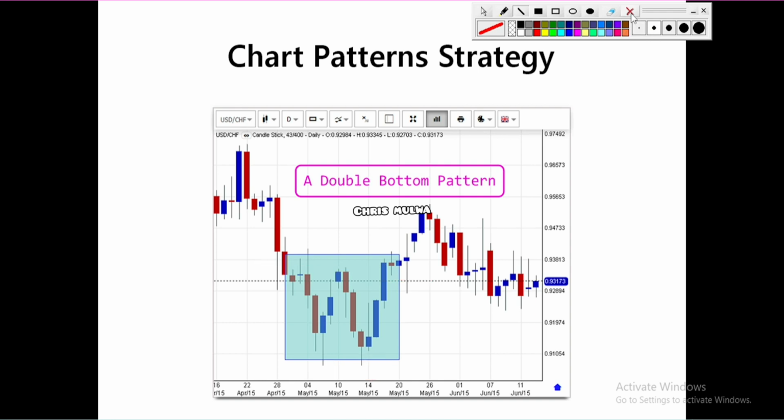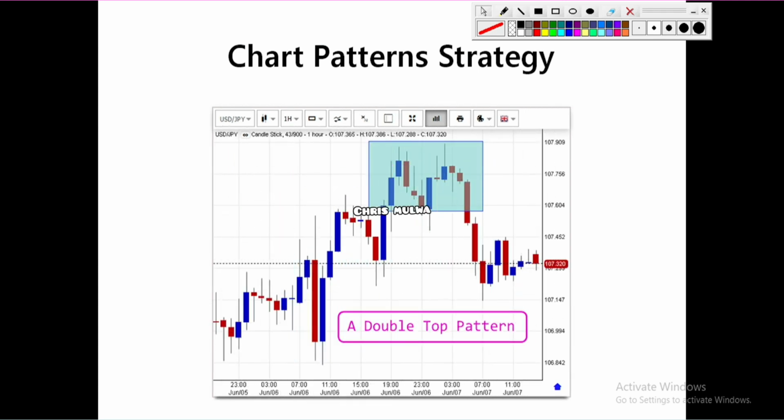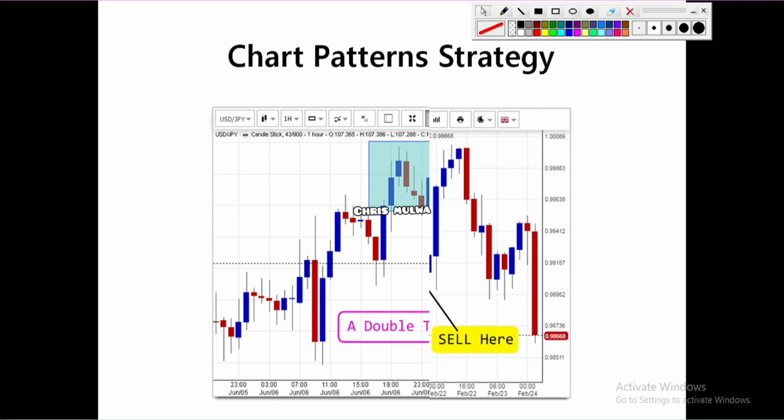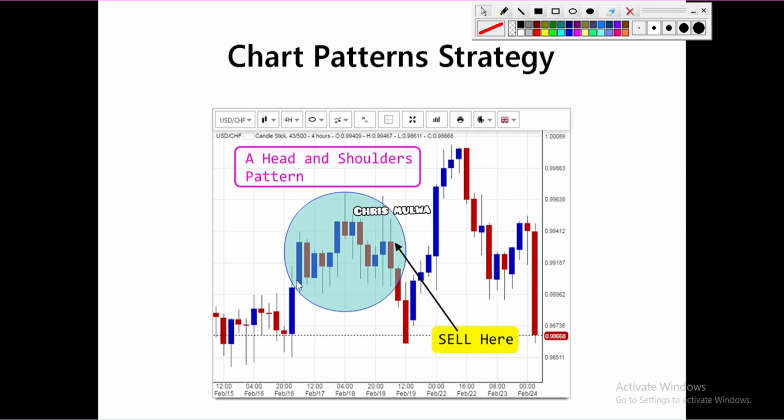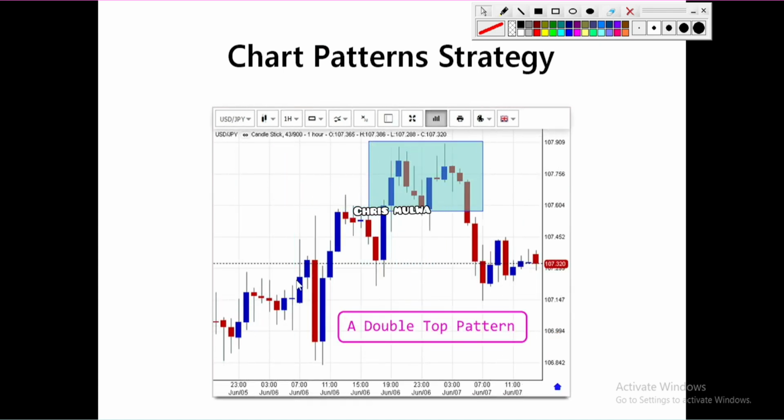Okay, let me show you what we have next. Next, we will look at the double top again. It's okay. We will look at the double top. We have not looked at the double top, but we have looked at triple top. Okay, so we will look again at the double top.